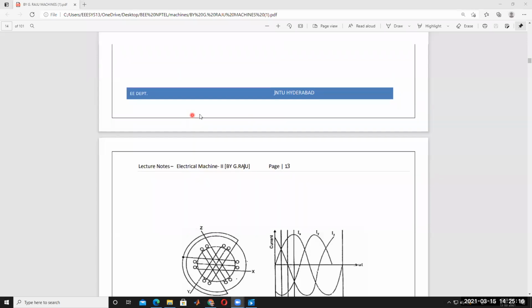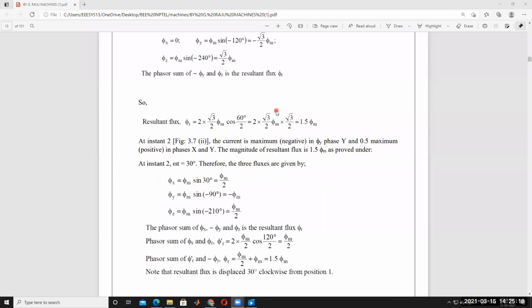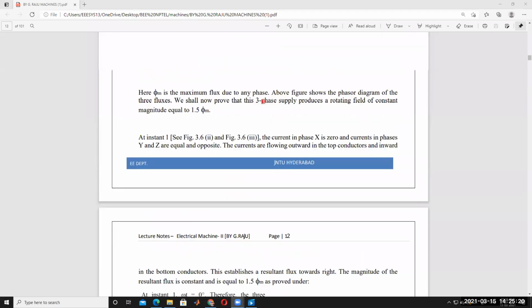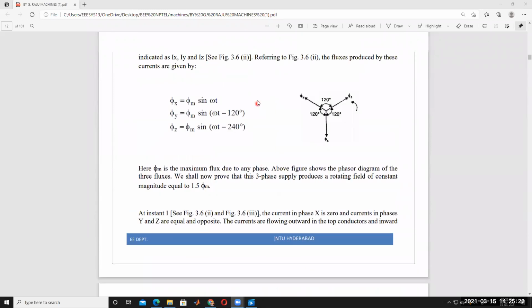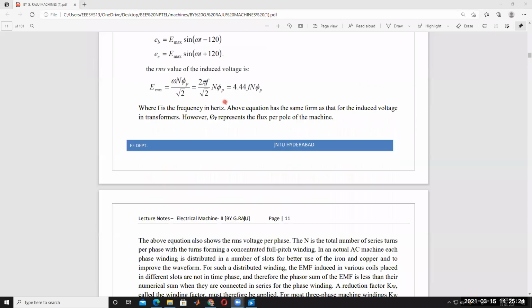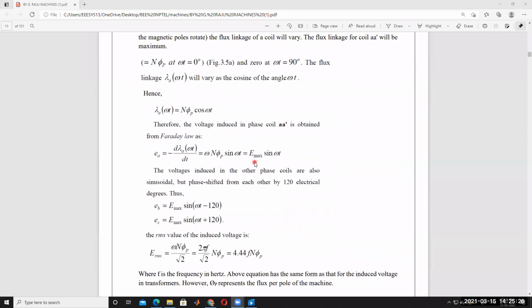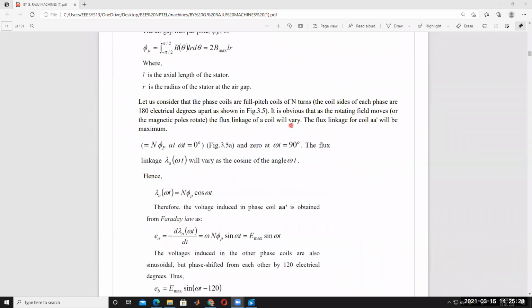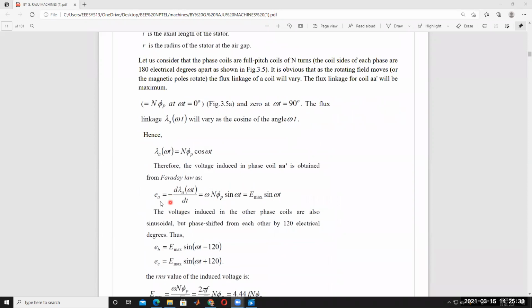Okay, I've already explained this concept about three phase, how these three phases are distributed. Here I'm taking A, B, C as the notation instead of R, Y, B. So E is equal to E_m sin omega t. This derivation is already completed.